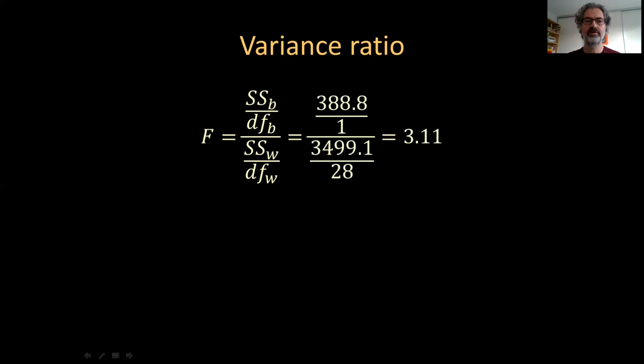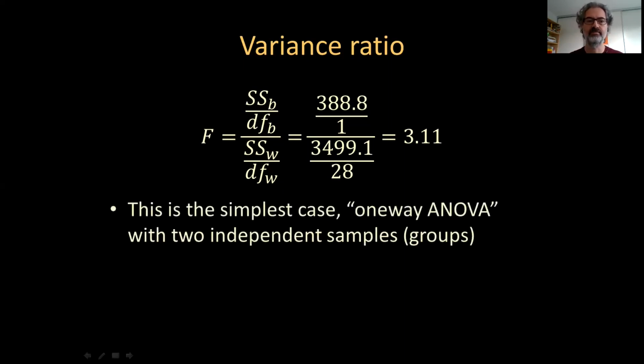Now, just putting in the numbers, we come up with the number 3.1. This is called the F ratio for this comparison, and is an expression of a ratio of sum of squares. So it's an expression of a proportion of variability that is accounted for. This is the very simplest possible case. It's called one-way ANOVA because it has only one independent variable and it has only two groups, two independent samples. So it's easier to see.